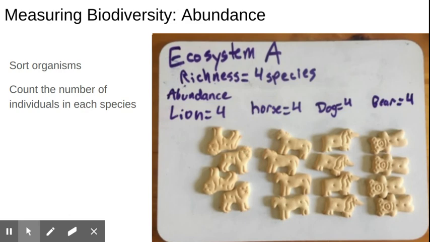In this case, they happen to all be the same, but that doesn't always happen. So in this case, our species abundance for lion was 4, for horse was 4, for dog was 4, and for bear was 4. We wouldn't say the species abundance is 16. We're counting them for each individual species.